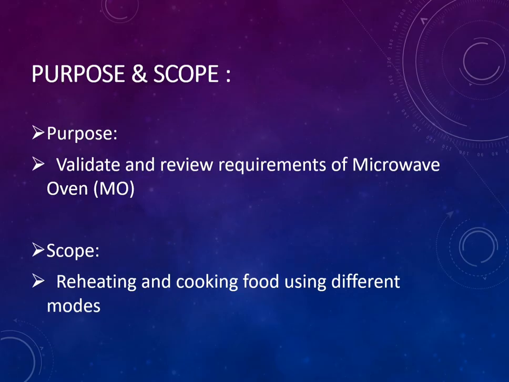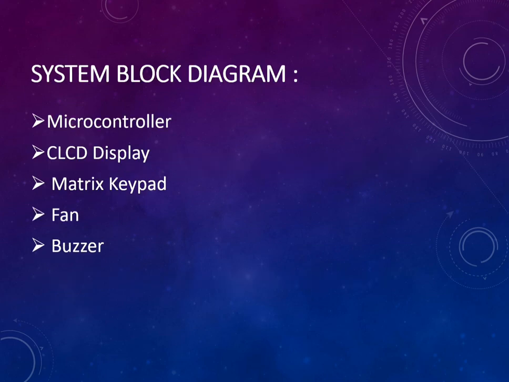The purpose of the project is to validate and review requirements of MicroOven, and the scope is reheating and cooking food using different modes like grill. The system block diagram has 5 components: microcontroller, CLCD display, matrix keypad, fan and buzzer.